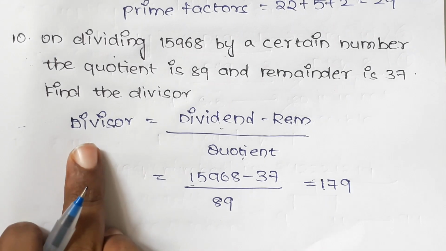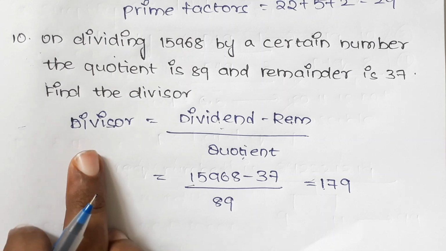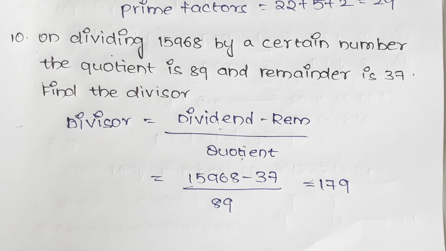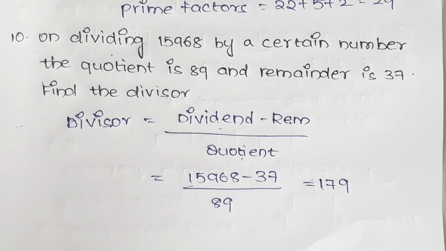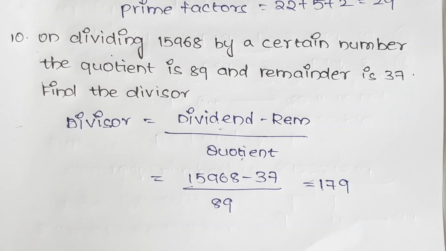So the divisor is 179, and this is one of the division models, and these are some other models in number systems.